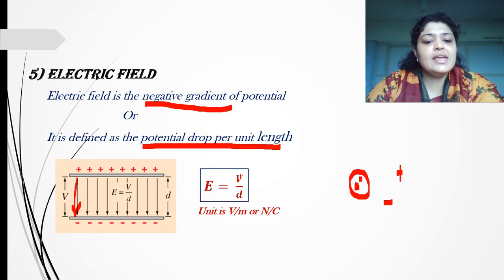So we define E as V upon d. Potential drop per unit length: how much potential has decreased over a certain length. This will give us the unit as volt per meter or Newton per coulomb.